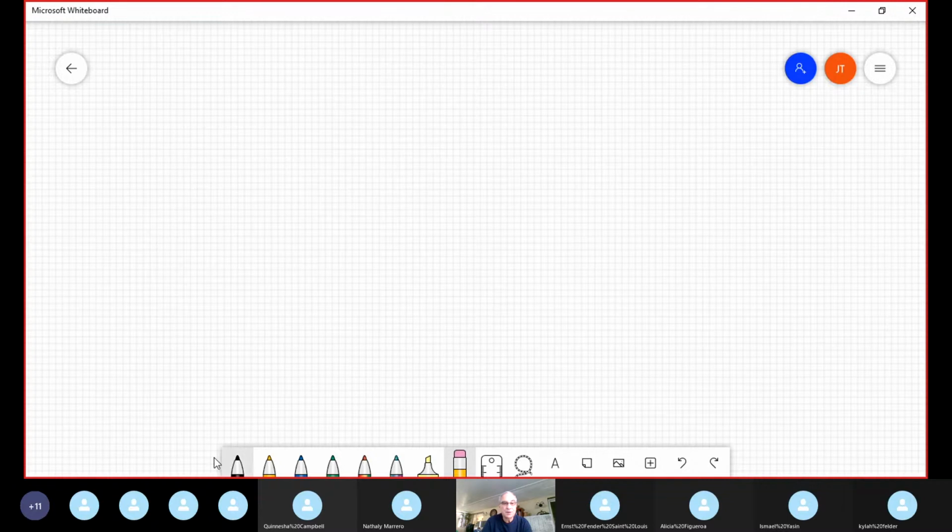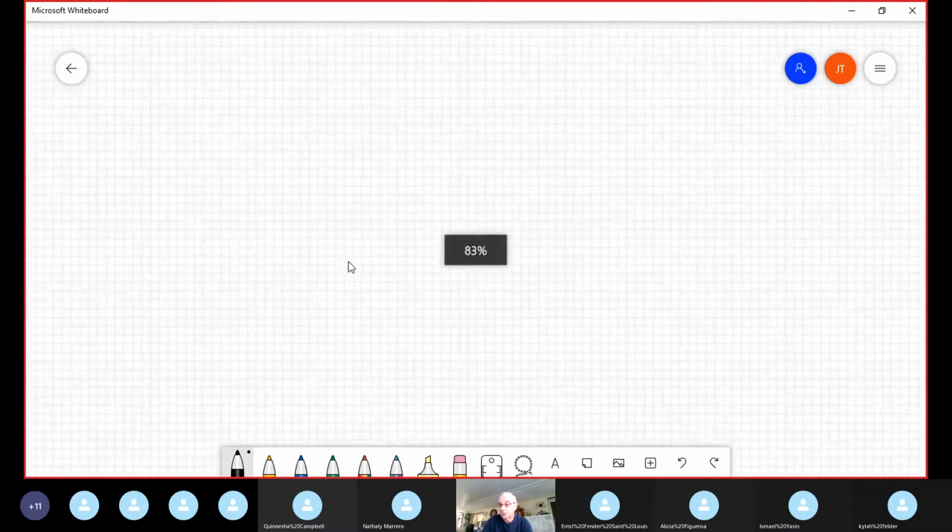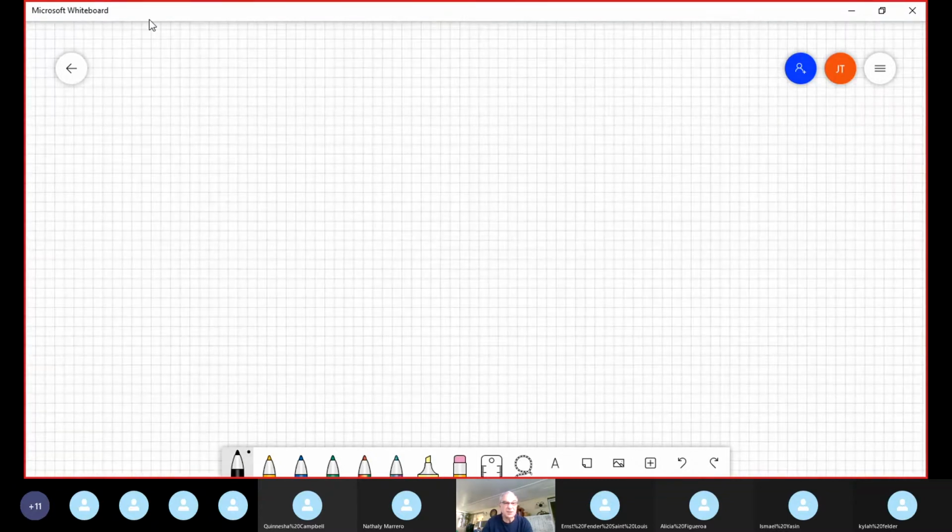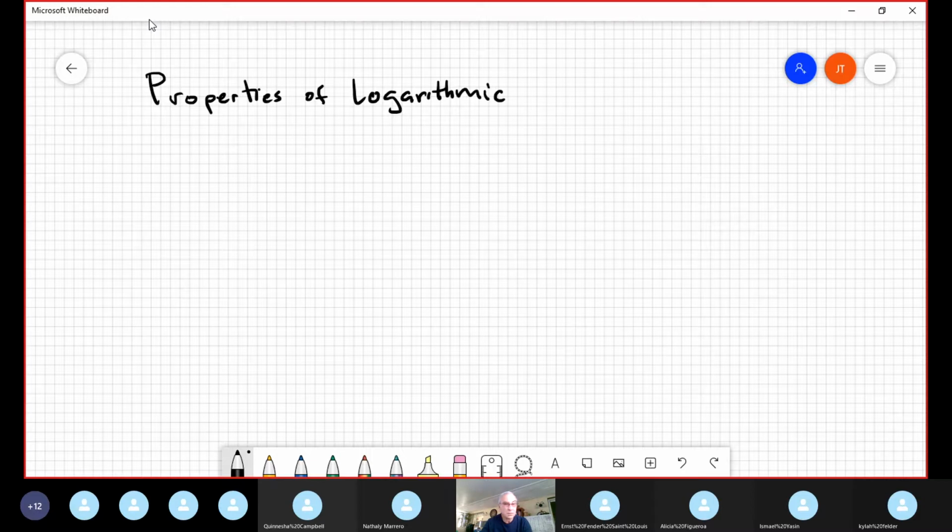Okay, domain of the logarithm. So these are the properties of the most important logarithmic function. Number one, domain. Domain is, remember, all real numbers except restrictions. In this case, the restriction is non-negative. The domain is from zero, not including zero, to infinity.